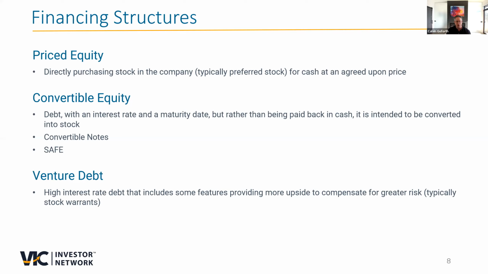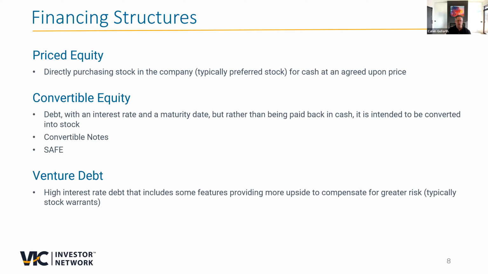There's conventional convertible notes, and there's a Y Combinator creation called SAFE, which stands for Simplified Agreement for Future Equity. There are some other forms of convertible equity, but those are the two primary ones you see out there. And we'll spend a little bit of time on the comparison of that.